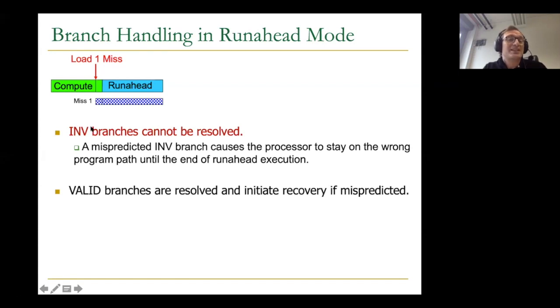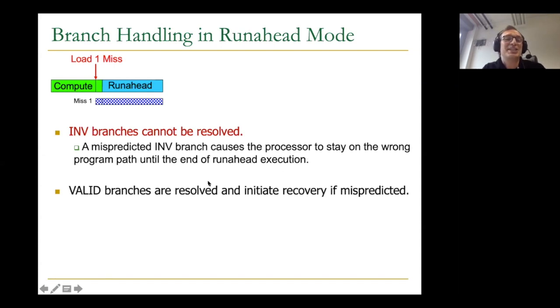But we don't know if it's predicted correctly because we cannot execute this branch, or we cannot trust the execution of the branch, right? Because we don't have the input values correct. If it turns out to be a mispredicted invalid branch, the processor cannot recover from that branch. So you're always on the wrong path after that until the end of the Runahead execution.